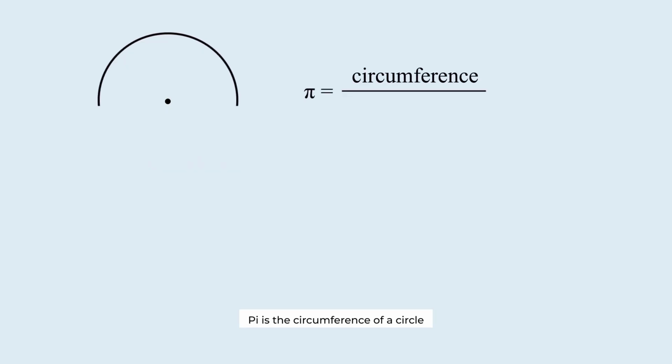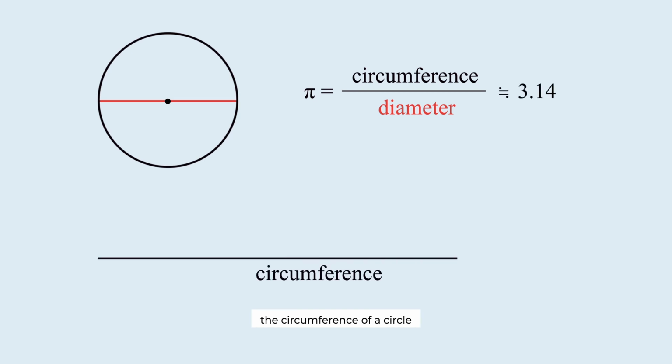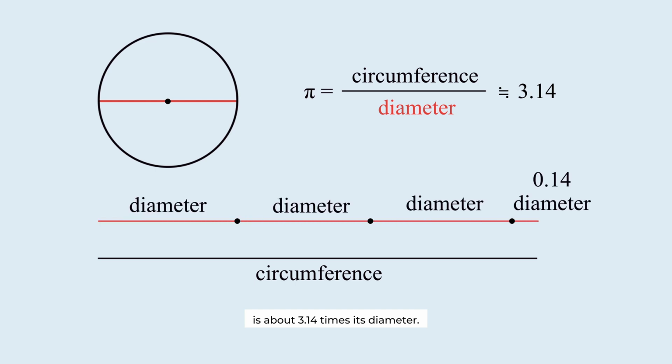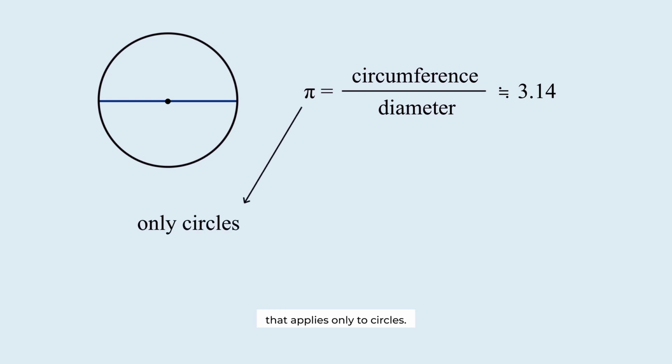Pi is the circumference of a circle divided by its diameter. It's approximately 3.14. It means that the circumference of a circle is about 3.14 times its diameter. Since only circles have diameters, pi is a value that applies only to circles.